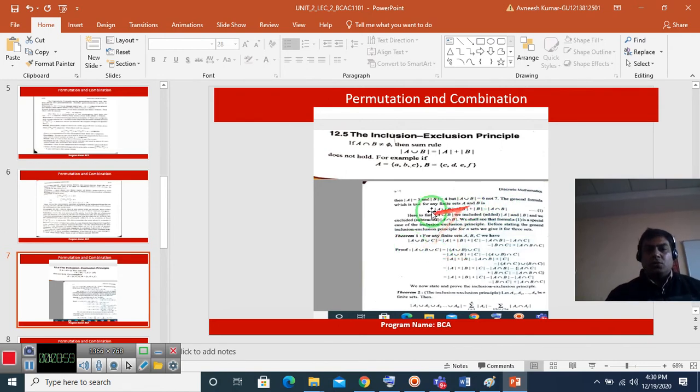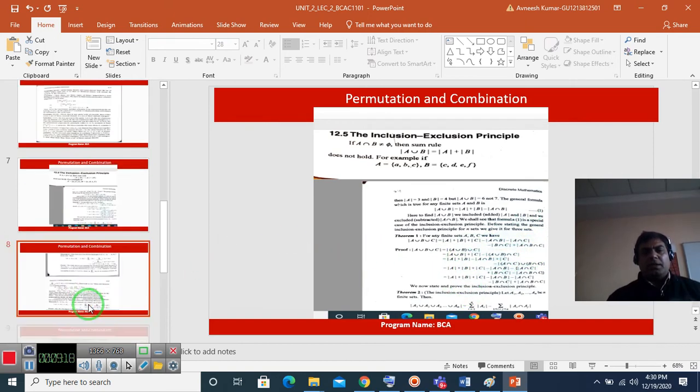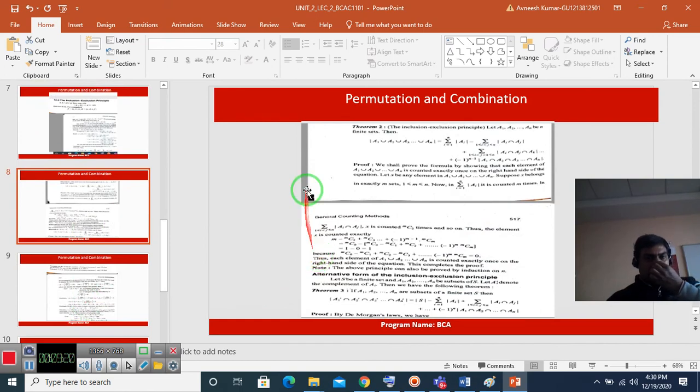So for 2 variables we have the formula, for 3 variables we have the formula: A, B, C, और इंटरसेक्शन ऑफ 2, AB, BC और CA subtracted, and intersection of 3, ABC, should be added. Okay, so we can prove this theorem by the counting method. Okay, so the inclusion principle can be written like this for multiple sets.